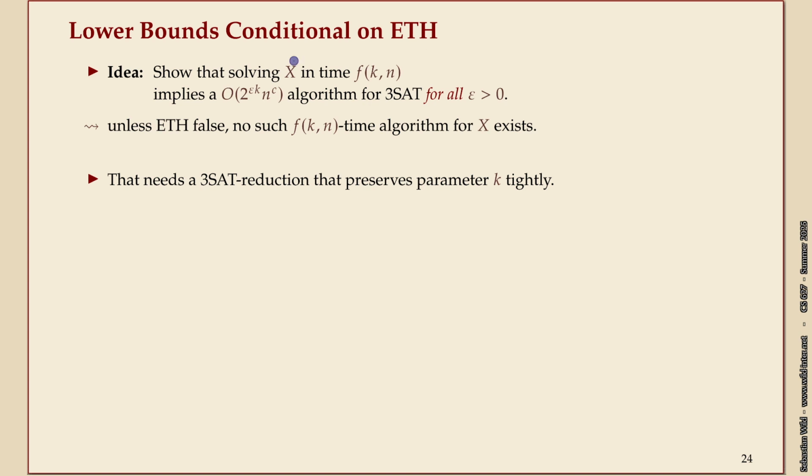So we can use this to show that some problem X can be solved in some time that depends on some parameter of X. If that implies an algorithm that can solve the SAT problem in this time, so essentially contradicting what we've had, for all possible epsilon, then that would refute the exponential time hypothesis. That's again the tricky bit.